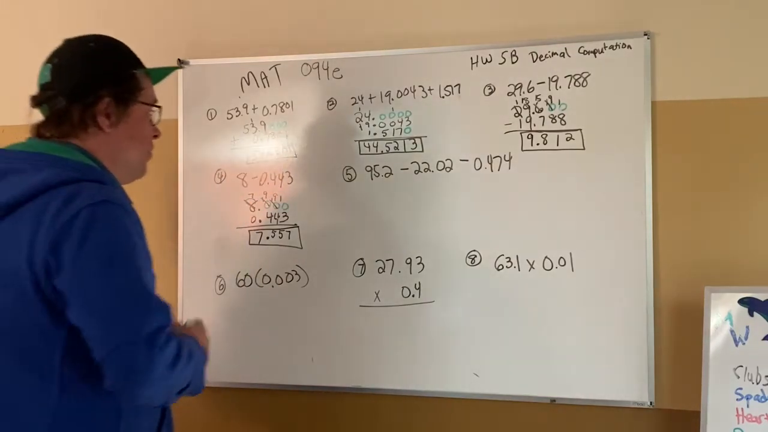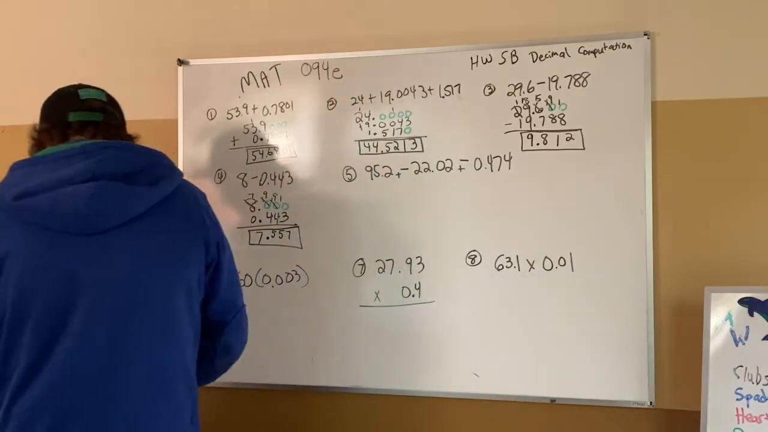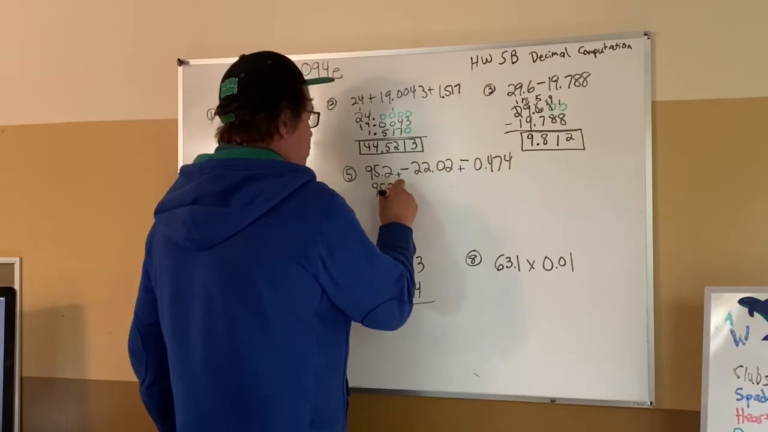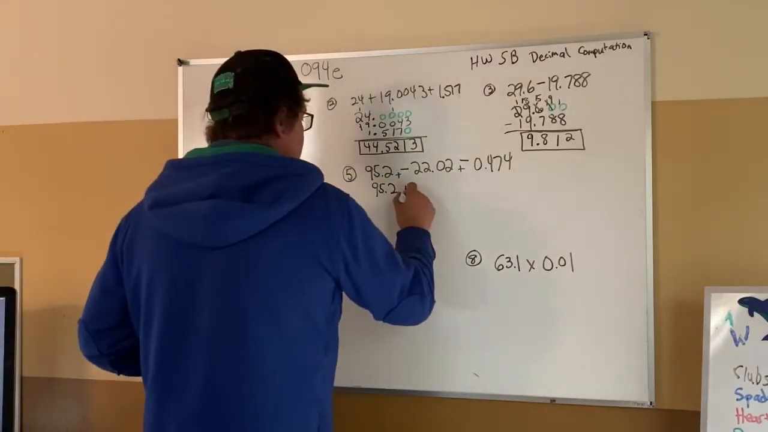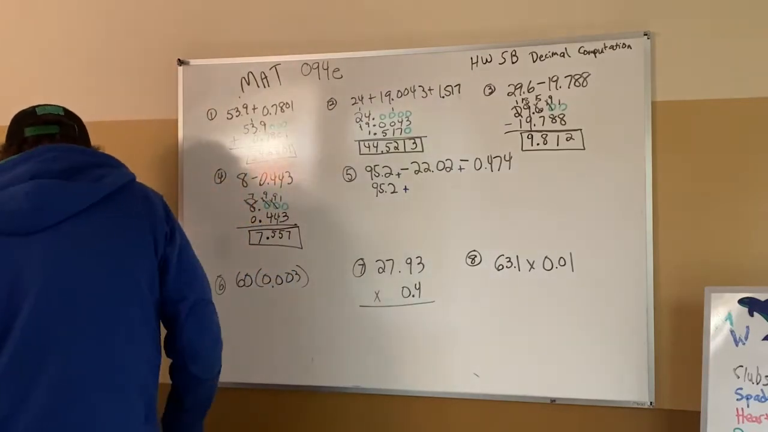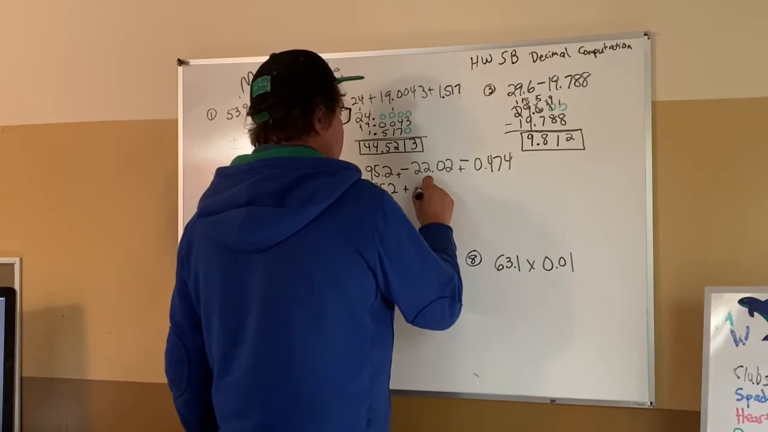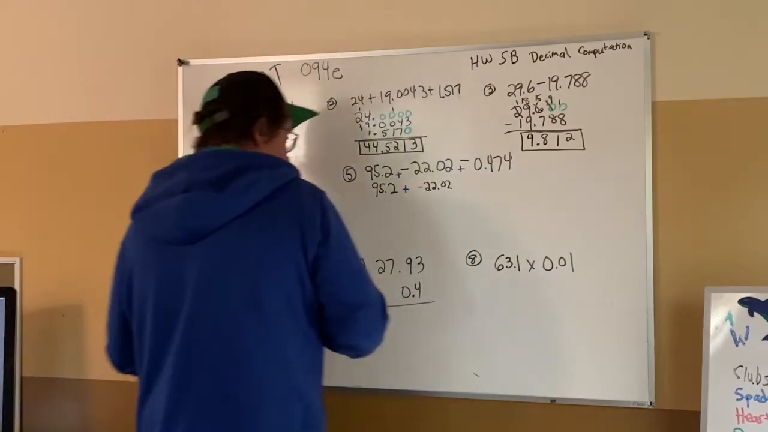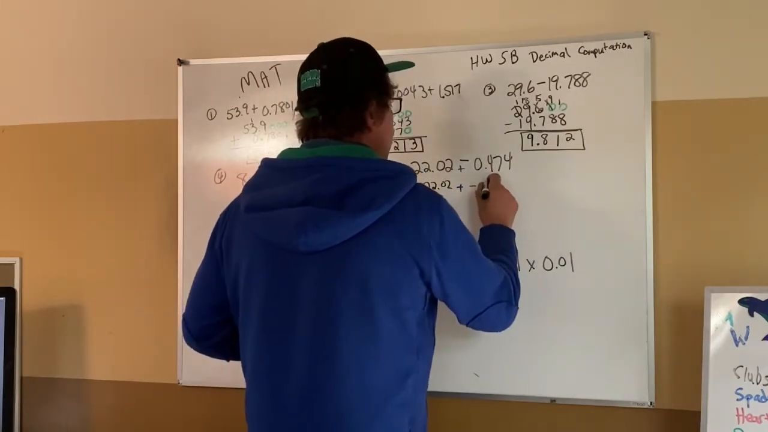Now this one is a little challenging, because it's got 3 terms and it's trying to do subtraction. Can't really do that. So I'm going to insert my plus signs here. And now I'm going to tell you that we have 95.2 as our positive, plus we have these two guys that are negative. We have negative 22.02 plus negative 0.474.